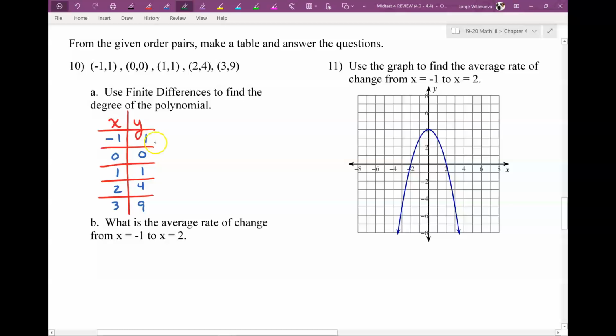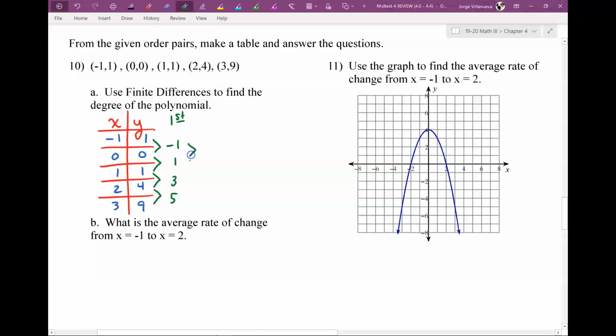So, you're going to take the first two numbers, and then the next two numbers, and the next two like this, and subtract them, bottom up. So 0 minus 1 is negative 1. 1 minus 0 is 1. 4 minus 1 is 3. And 9 minus 4 is 5. Now, this is called the first differences. And they don't look identical, so that means I'm not done yet.